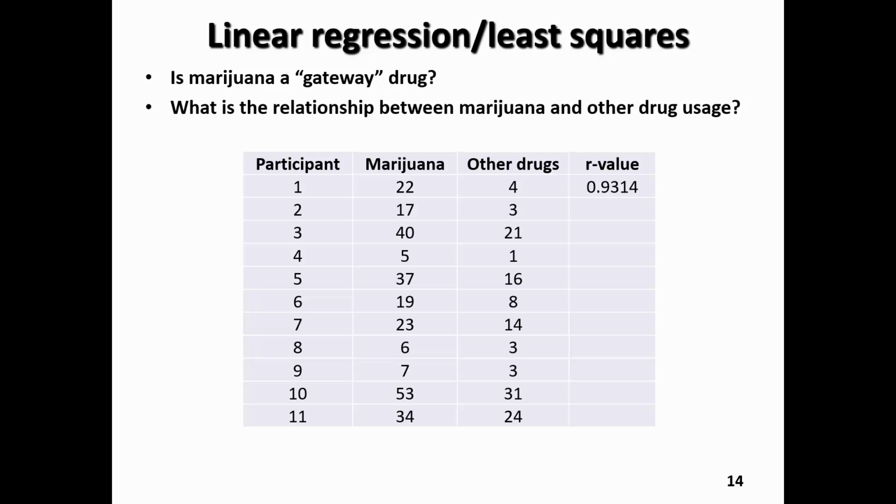In this lecture, we're going to continue with our investigation of the linear regression least squares approach. In this fictional research scenario, we have a set of data collected on 11 participants. These data were collected to address the question of whether marijuana is a gateway drug. One of the criticisms of marijuana usage is that it can provide a conduit for a user to move into other types of drugs.